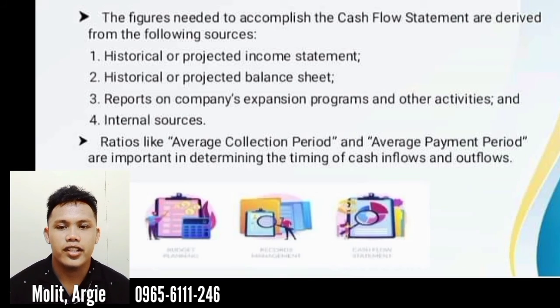And lastly, internal sources. There are ratios like the average collection period and the average payment period that are important in determining the timing of cash inflows and outflows. The average collection period is the average number of days it takes a business to collect and convert its accounts receivable into cash. It is one of the main calculations used to determine short-term liquidity, that is, the ability of a company to pay its bills, current liabilities, as they come due.